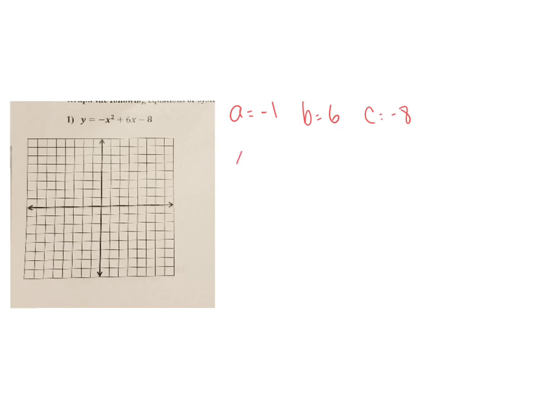Now I use the vertex formula. I get x equals the opposite of B all over 2A. I put the bottom in parentheses in case I'm going to plug in on my calculator. So I have negative 6 all over 2 times negative 1, which means I have negative 6 all over negative 2, which means negative 3. That's the middle of my xy chart.